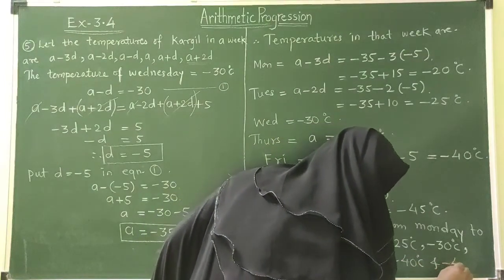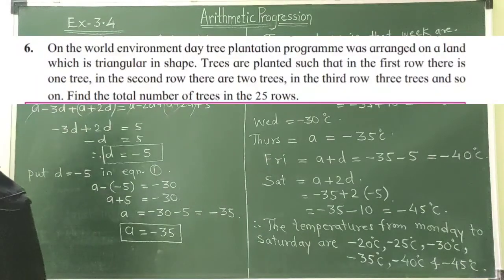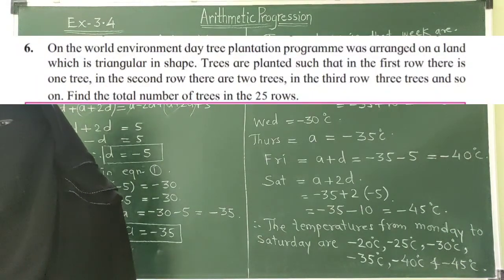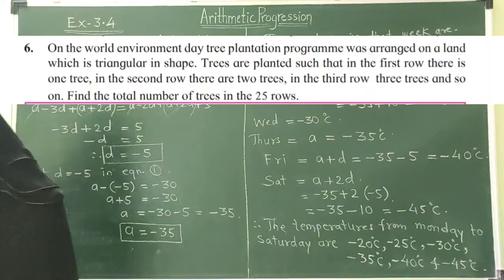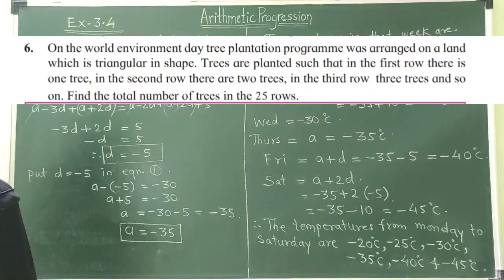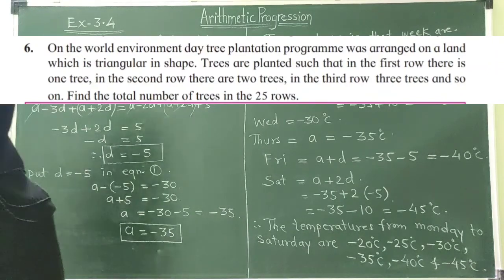Last question is: on World Environment Day, a tree plantation program was arranged on a land which is triangular in shape. Trees are planted such that in the first row there is one tree, in the second row there are two trees, in the third row 3 trees, and so on. Find the total number of trees in 25 rows. 25 rows are given and you have to calculate S25. Very simple question, very easy. You have to solve it.